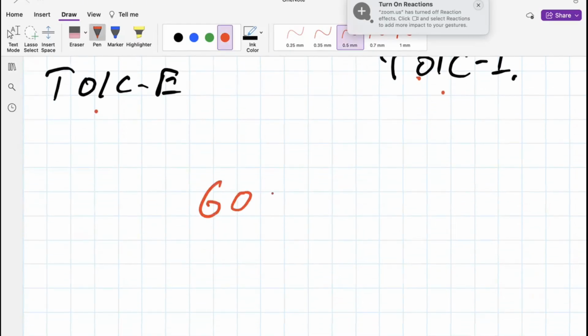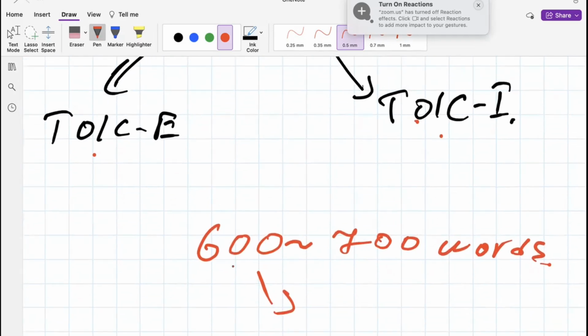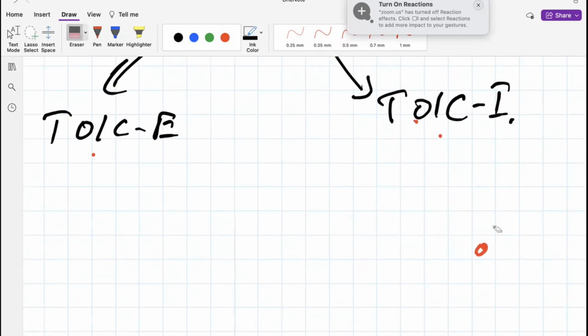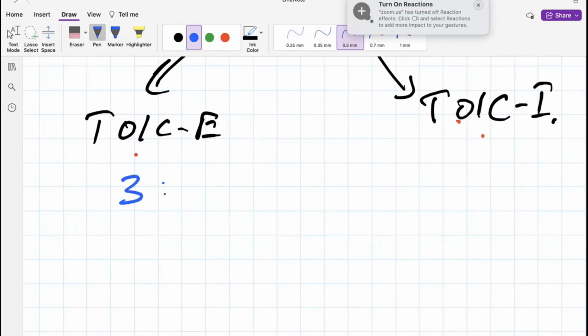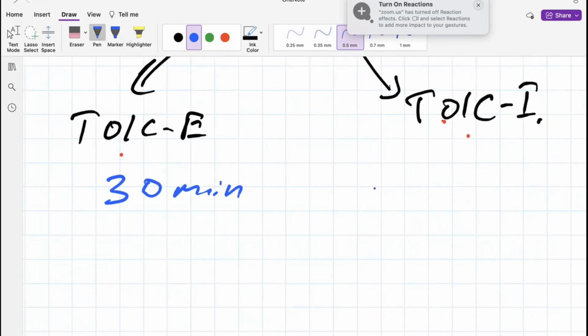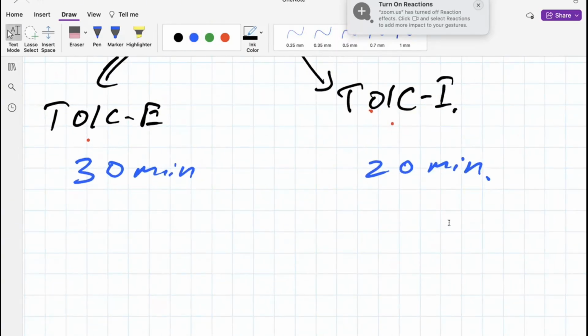And that's why we are preparing for reading together, because they are like the same text, which is around 600, 700 words. I would say intermediate level text. And the only difference between the reading of the two TOLCs is that for one you're given 30 minutes, and for the other you are given 20 minutes, for the same two texts, for the same 10 questions, by the way.